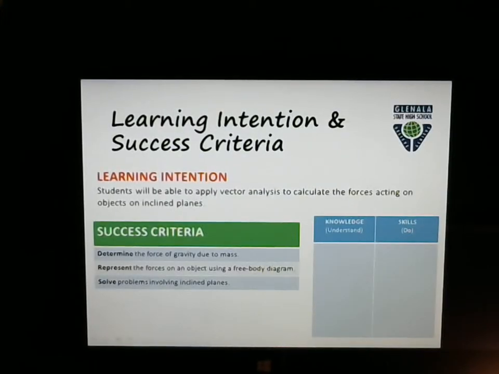Here are your learning intention and success criteria. Please complete the KS table. Pause the video while you complete this.